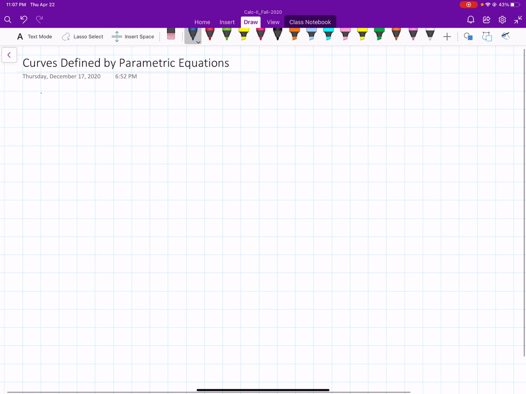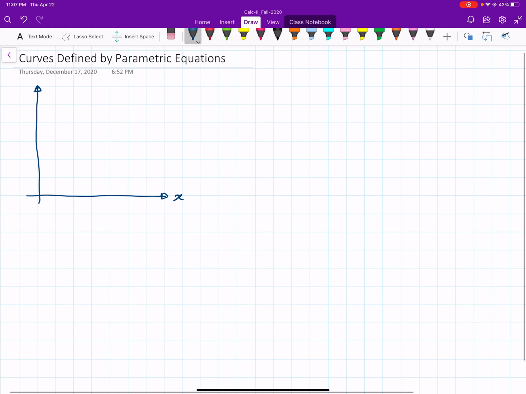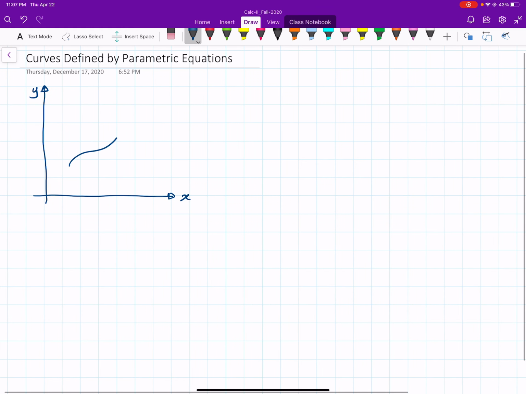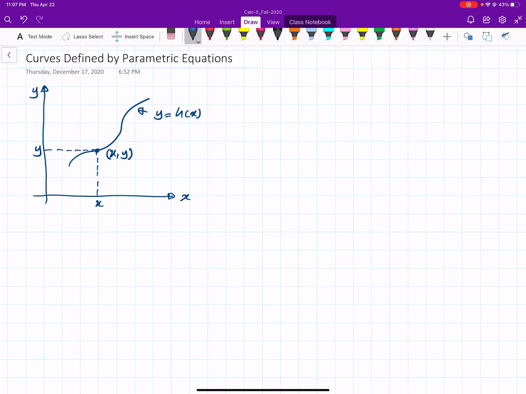Let's say this is a curve that is given to you. Here this is x-axis, that is y-axis, and let's say this is the curve given to you. And let's say this point is x y, this is x, that is y. So this point can be given by x comma y, and this equation can be given by y equals a function of x. For that I use h of x. Alright, this is a curve.